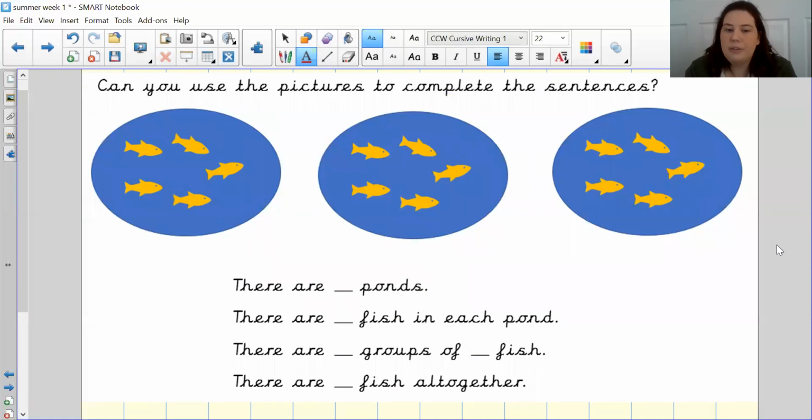There are something fish in each pond. So the next step you'll have to do is to work out if each pond has an equal amount of fish. The next part of the question is there are something groups of fish. And then finally there are something fish all together. So pause the video while you complete this question, while I move on to the next one.